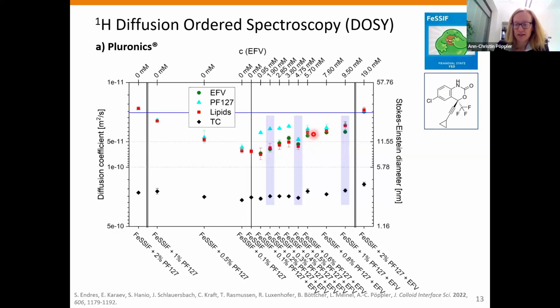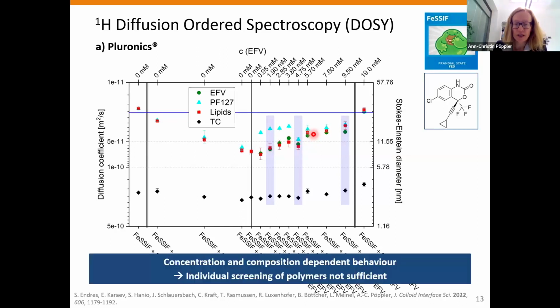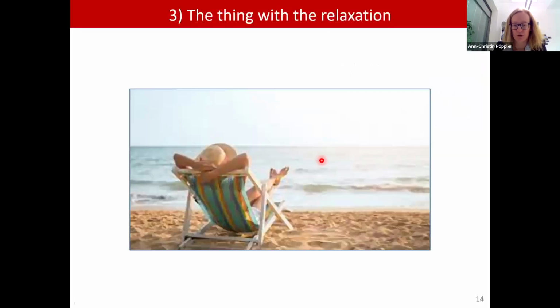So as a result, for the other polymer, we can see a similar behavior. And the result from this study was that we have a concentration-dependent behavior, as you can see by these developments, but that we also have a composition-dependent behavior. And that, for example, if you think of this passive media as a tool to screen polymers, then just screening all polymer materials by themselves would not be sufficient to account for the behavior in the intestinal fluids in the presence of, for example, drug molecules. So this leads me to the next example. And this is the thing with the relaxation.